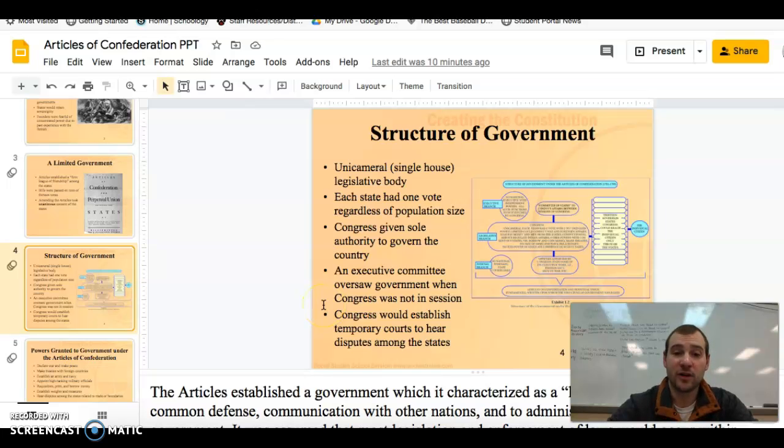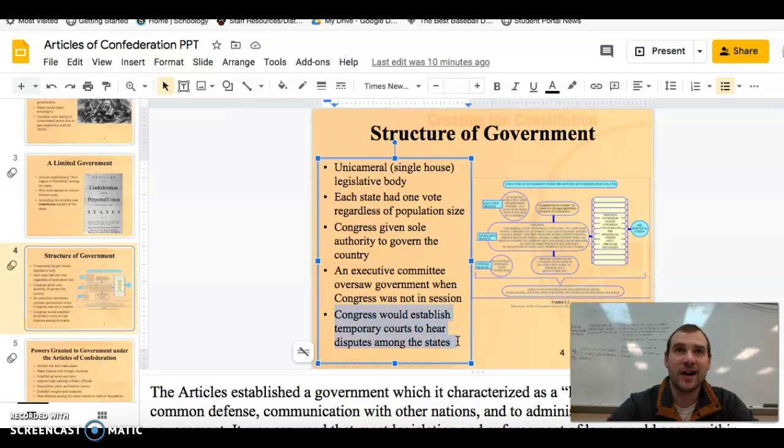Congress given sole authority to govern the country. So again, Congress does have that sole authority that we were kind of talking about yesterday. An executive committee oversaw government when Congress was not in session. Congress would establish temporary courts to hear disputes among states.